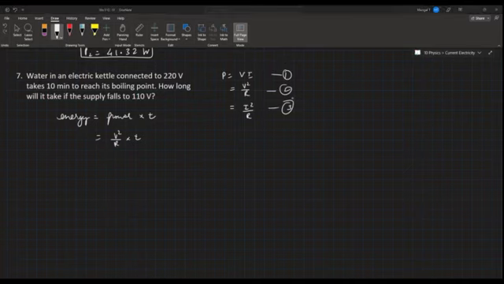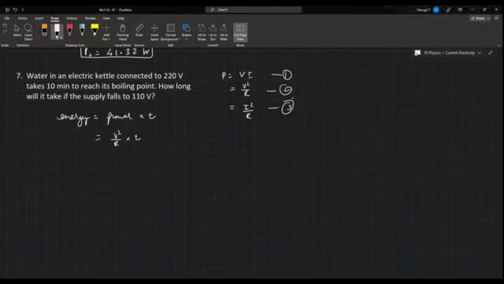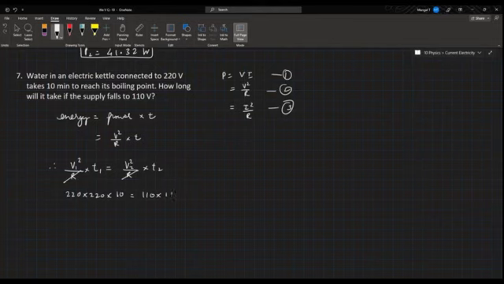Okay, now since the energy is same and the resistance is same, remember, like in the previous question also we have done, the resistance will also be same. So therefore we have V1 square upon R into T1 is equal to V2 square upon R into T2. So R is getting cancelled. So we have 220 into 220 into 10 is equal to 110 into 110 into T2.